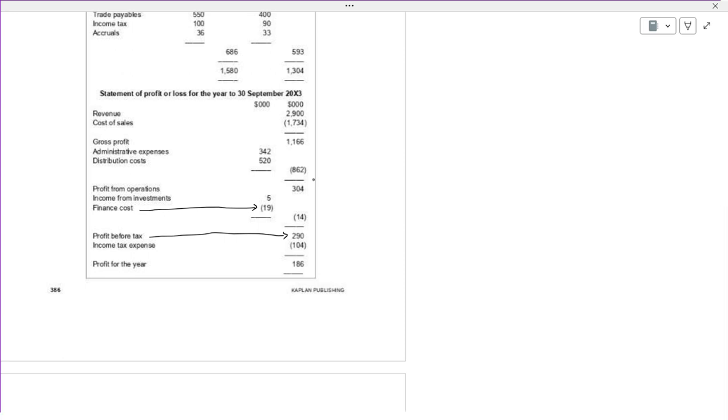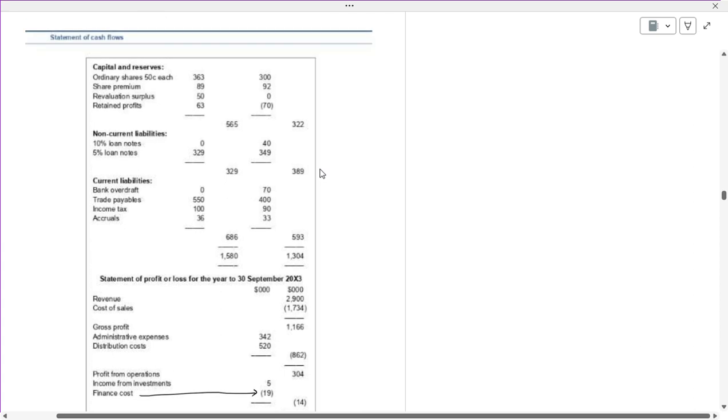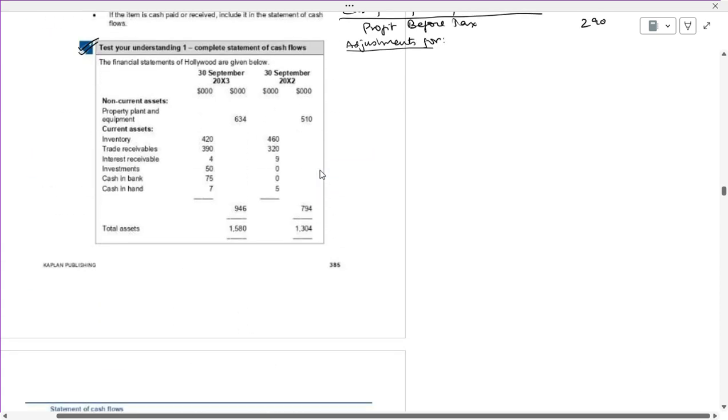Will be less? Check. Because we pay this one, right? No. Check the format of the cash flow statement. Minus. Check the format.